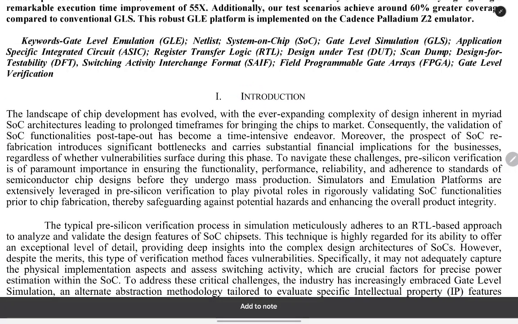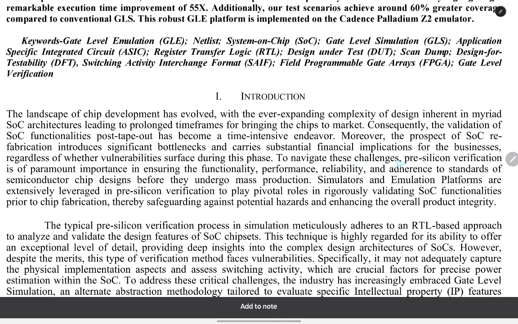In Chapter 1, Introduction. The landscape of chip development has involved the ever-expanding complexity of design inherent in myriad SoC architectures, leading to prolonged time frames for bringing chips to market. Consequently, the validation of SoC functionality post-tape-out has become a time-intensive endeavor. Moreover, the prospects of SoC fabrication introduce significant bottlenecks that carry substantial financial implications for businesses, regardless of whether the vulnerabilities surface during this phase.